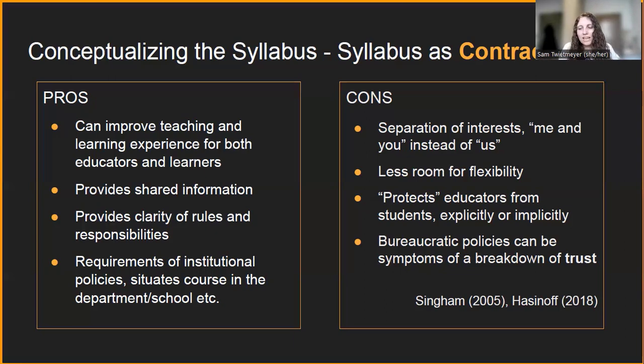However, when a contract assumes there are aligned interests which it is trying to negotiate, it also assumes that those interests are separate. There's my obligations and there are your obligations. There's my responsibilities and your responsibilities. This separation of interests, the me and the you, the teacher and the student, instead of us, can actually reinforce a breakdown of trust between the teacher and the student.